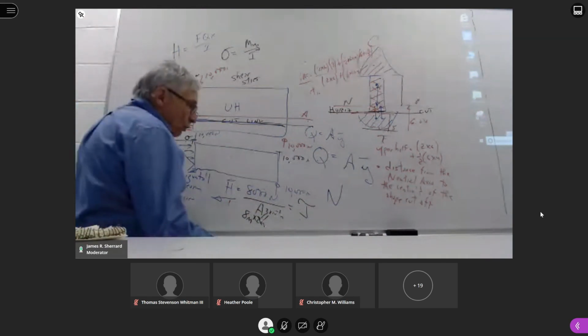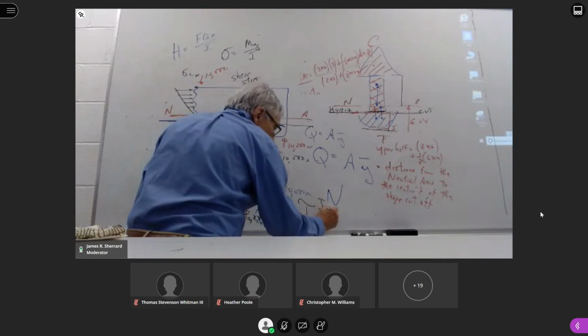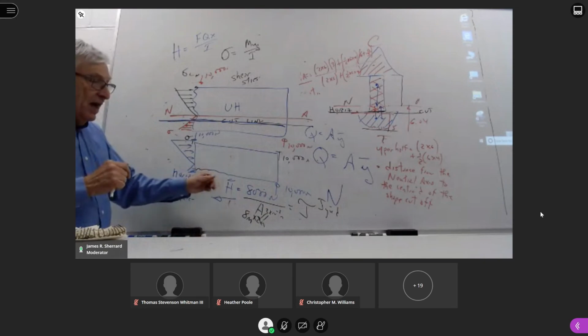the horizontal shearing force. We could compare that to the yield value and see if that material would fail at that cut.